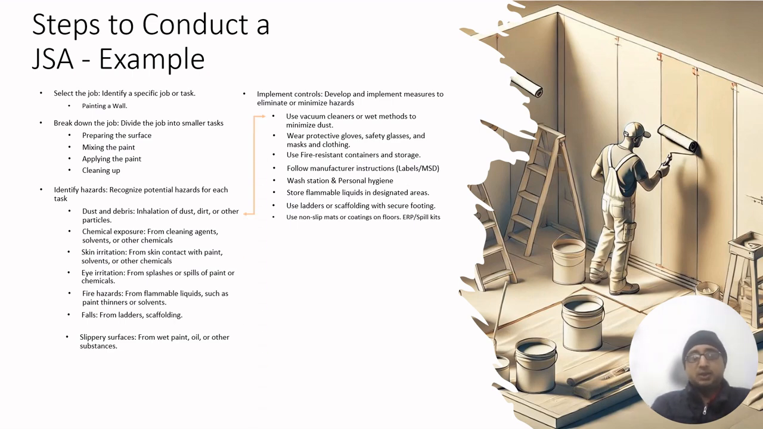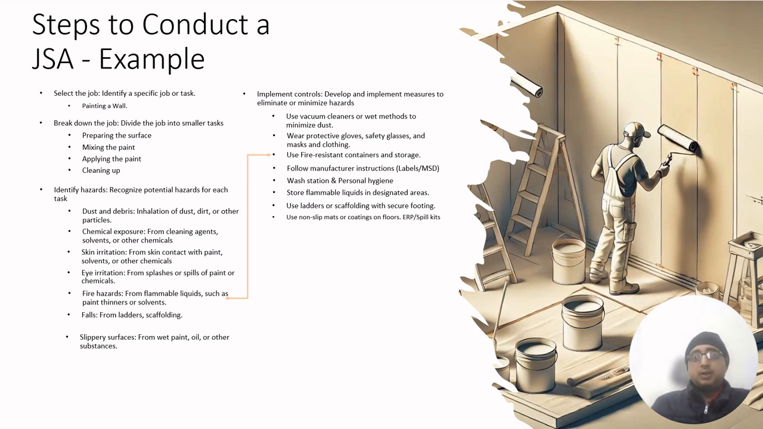So for the dust and debris, we can implement vacuum cleaners and wet methods to make sure that the airborne particles are in less concentration. Then we can use personal protective equipment like masks, respirators, gloves, etc. to reduce the impact. Then for the chemical exposures also, we can use vacuum cleaners, wet methods, personal protective equipment.